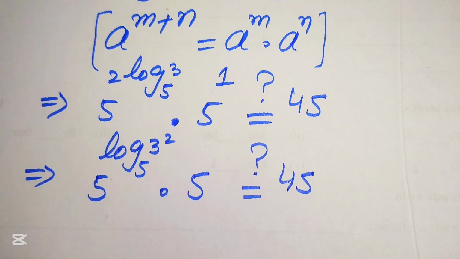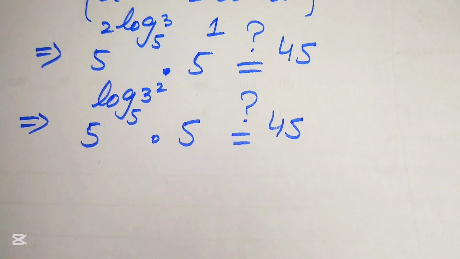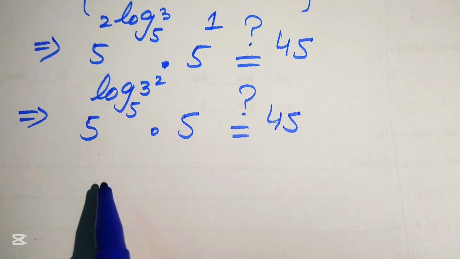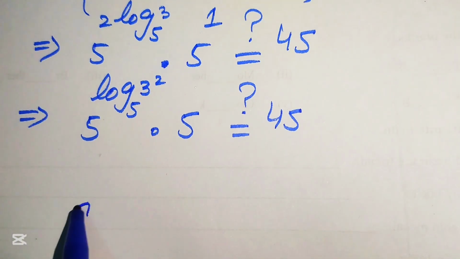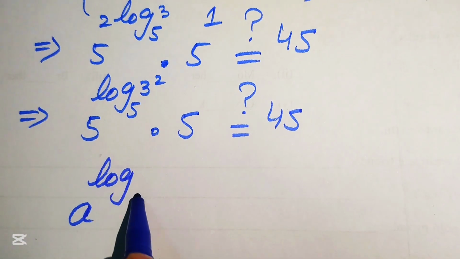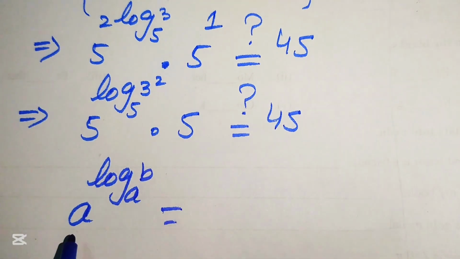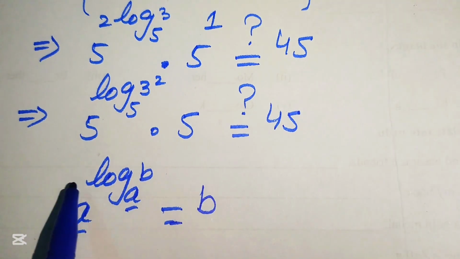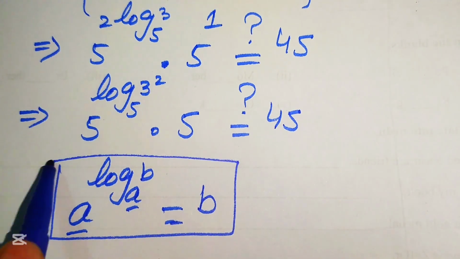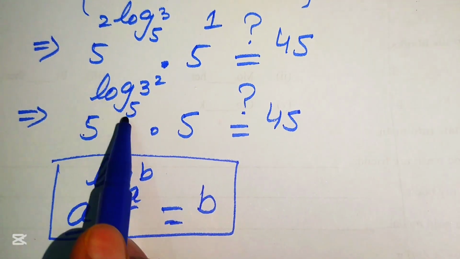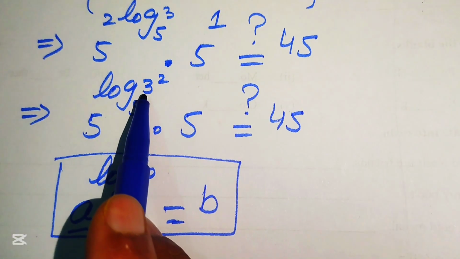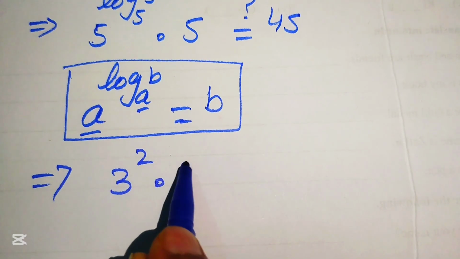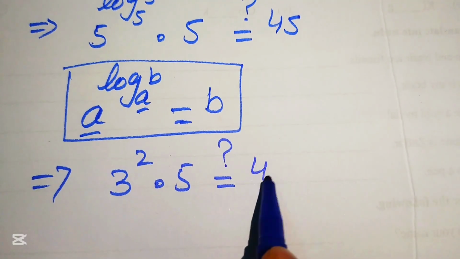So now we can apply another property of log. According to that property, we know that if you have a to the power of log base a of b, where this base and this log base are the same, these cancel out each other and we get only b. So according to this property of log, this base 5 and this log base 5 cancel out each other, and we obtain 3 squared. We get 3 squared multiplied by 5, and here we check whether this equals 45 or not.